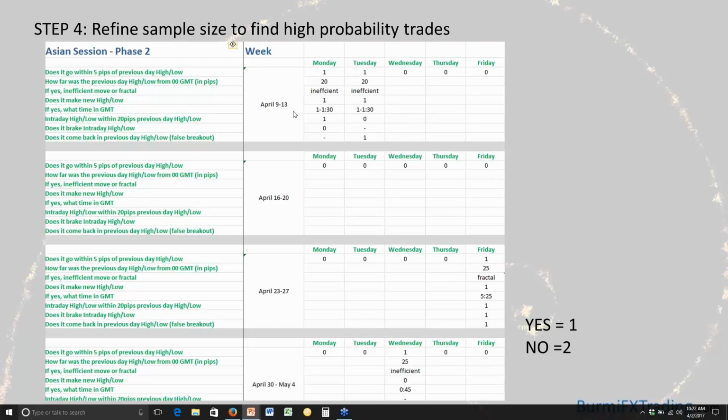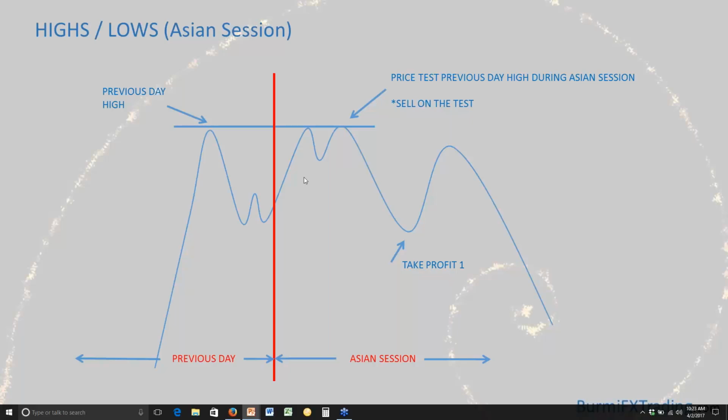inefficient move? So you just ask a couple questions to yourself, you record everything, then you collect data, then after a couple of days when you have a sample size of 50 or 100, you go back and study that data again. So I have already done this, so let's look at some examples now. So here we have previous day's high and lows during Asian session.